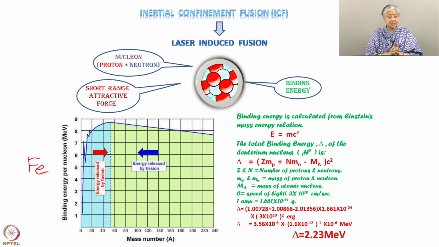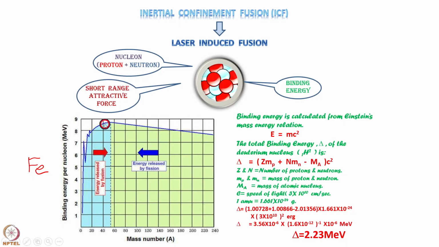So, Fe is the most resistant to break up or to decay. All the elements on the left hand side and on the right hand side are prone to breaking up or to decay. And why do they decay or fuse or break up, whatever? They are all tending toward this most stable nucleus. So, that is the importance of this curve.